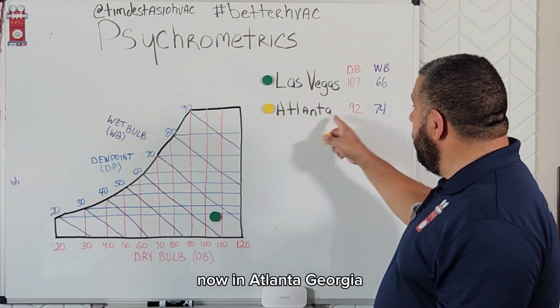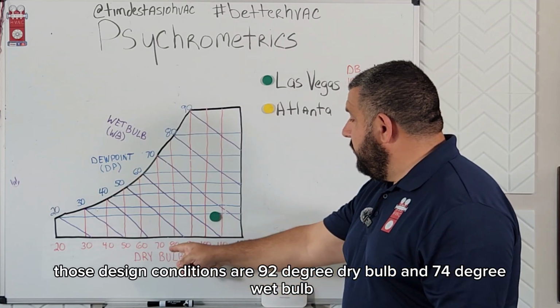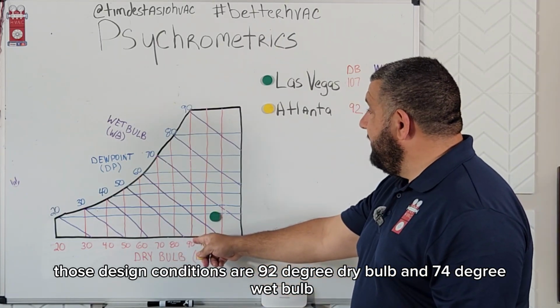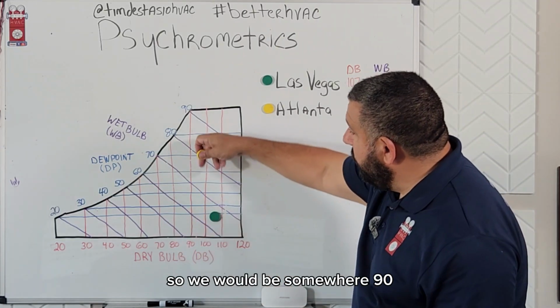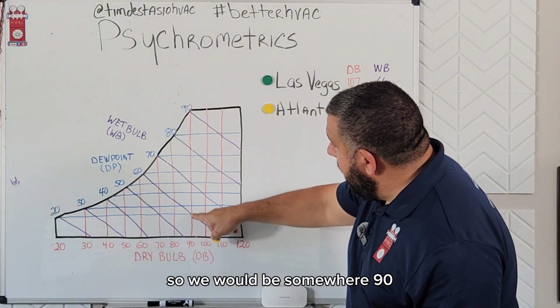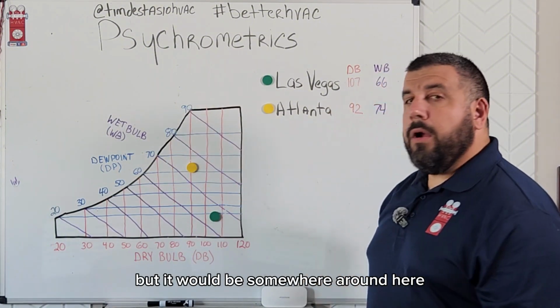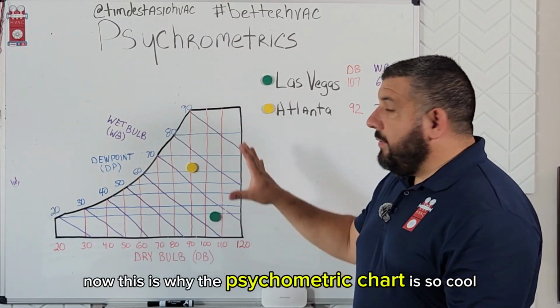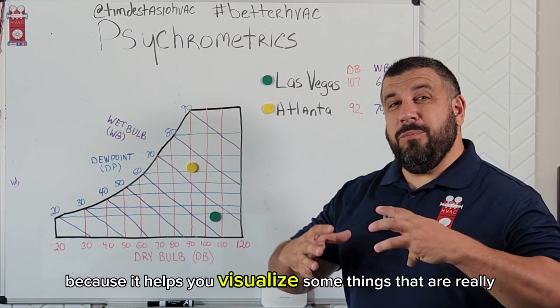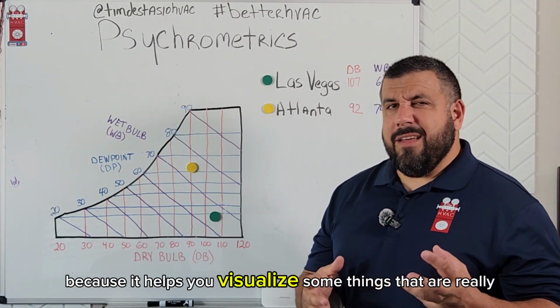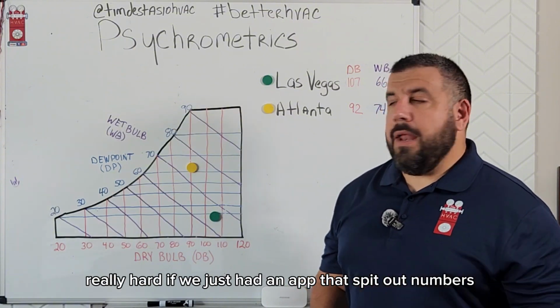Now in Atlanta, Georgia, those design conditions are 92-degree dry bulb and 74-degree wet bulb. So we would be somewhere around 90, and then we'd have to draw an imaginary line around 74, but it would be somewhere around here. Now, this is why the psychrometric chart is so cool, because it helps you visualize some things that are really, really hard if we just had an app that spit out numbers.